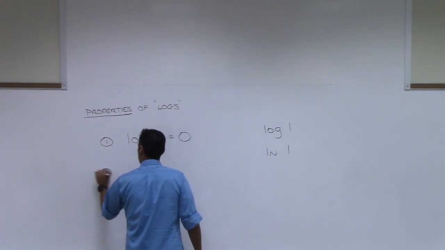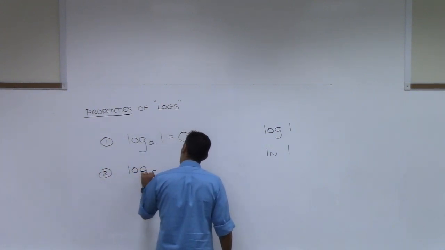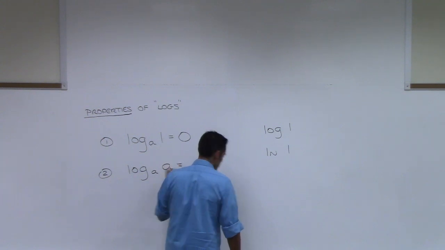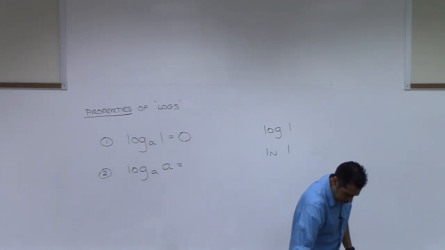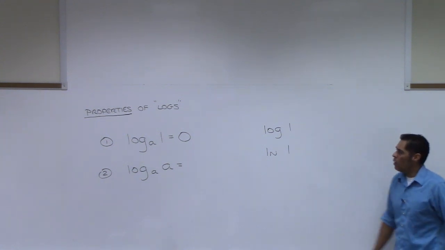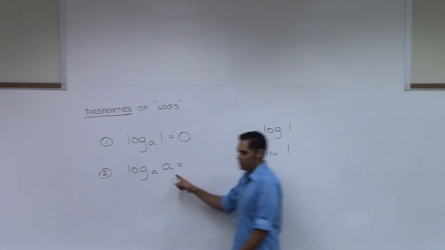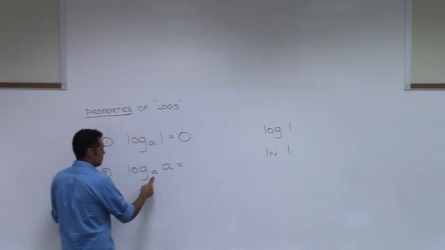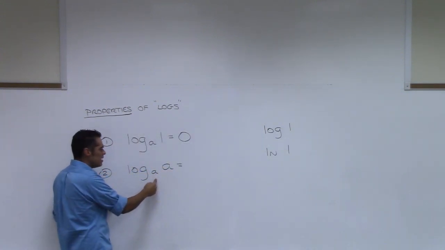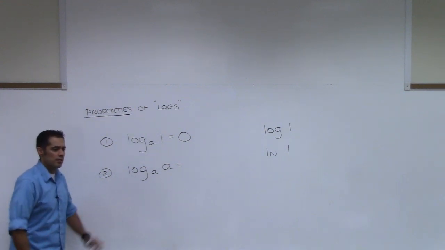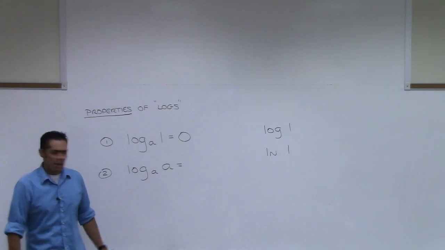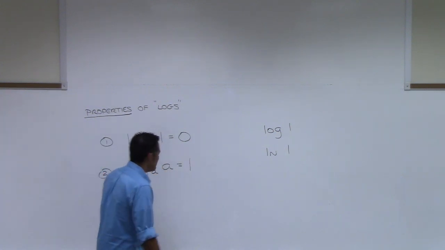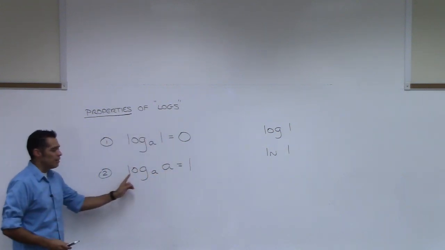Second property, log base A of A equals. Kristen, I don't think I called you last time, did I? So what is the question that this is asking? It's asking a raised to what power is itself. So a raised to what power would be a? What do you think, Kristen? So 1, right? 1. Okay, so this is going to turn out to be an extremely important property right here.